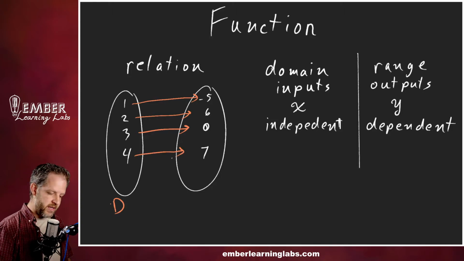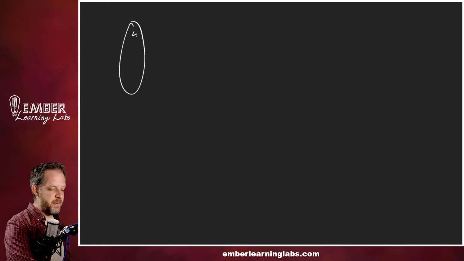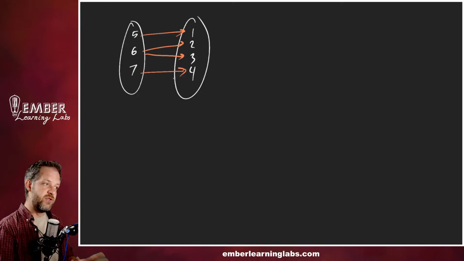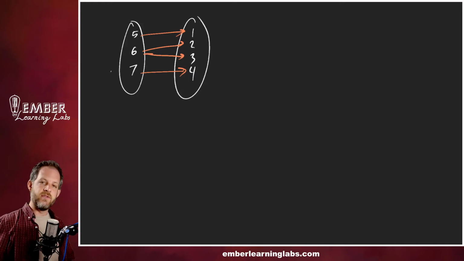Something that would be a non-example, if we're talking about a mapping type diagram, would be something like this, where we have a domain of maybe 5, 6, 7, and a range of 1, 2, 3, 4. And then we have these mapped this way, where the 6 gets mapped onto two different things. So this would not be a function. This one is just a relation. If we have a member of the domain mapped onto two or more members of the range, then it's not a function anymore. So there are two other ways that we think about it.